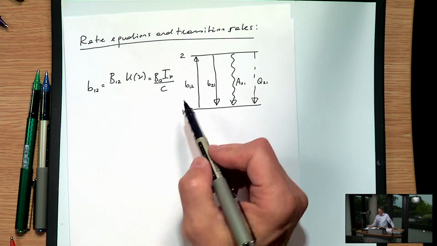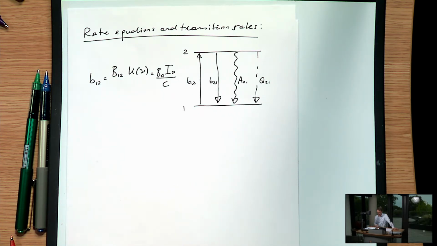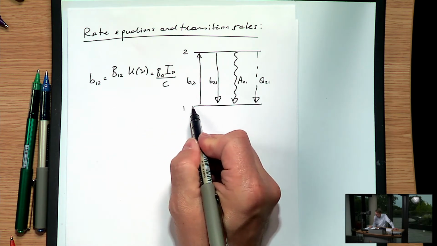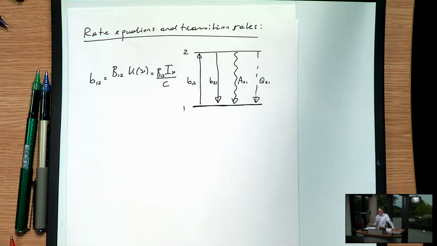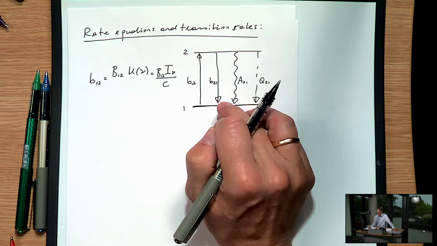So all these rates here are in units of per second. So this c, just to be sure, is the speed of light. So let's look at the change of population in this lower level. I said before we put any light on this system, everything is down in this ground state.